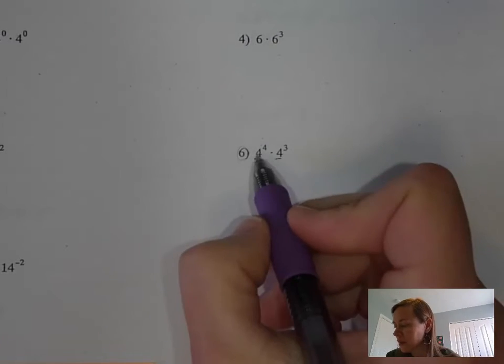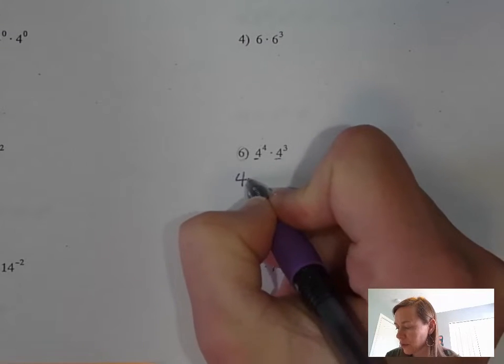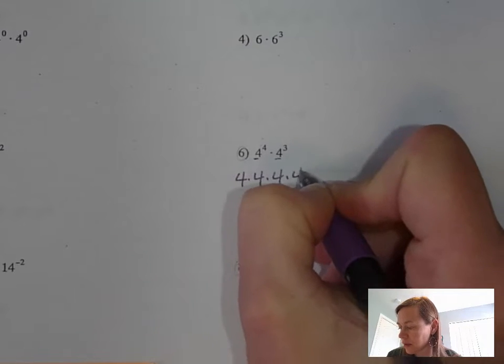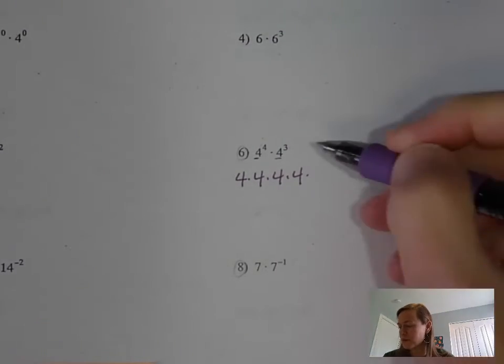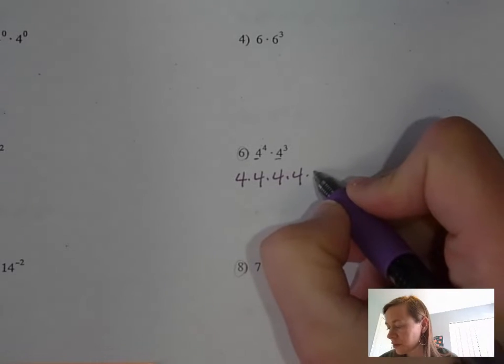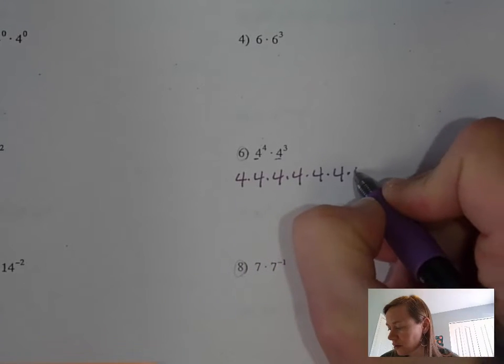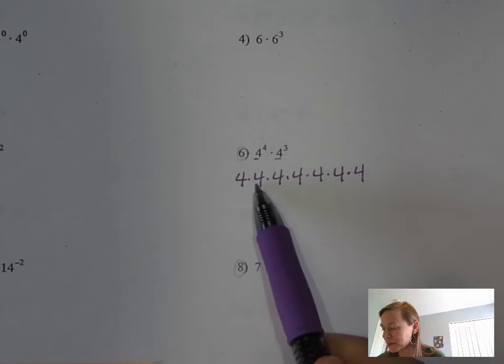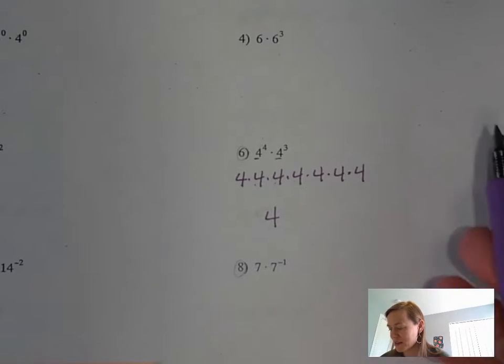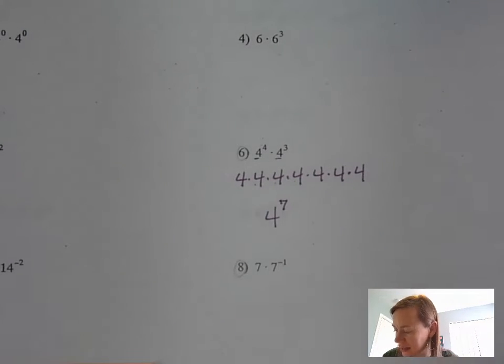So let's do that. So 4 to the 4th power, let's write it out. 1, 2, 3, 4. Okay, got it? And that's times 4 to the 3rd power. So we need 3 more 4s. 1, 2, 3. Okay, there we go. So now when we write this again as an exponent, what's our base going to be? It's still going to be 4. What will our exponent be this time? 1, 2, 3, 4, 5, 6, 7. So this time our exponent is 7.